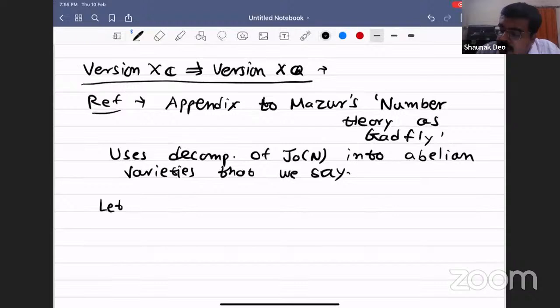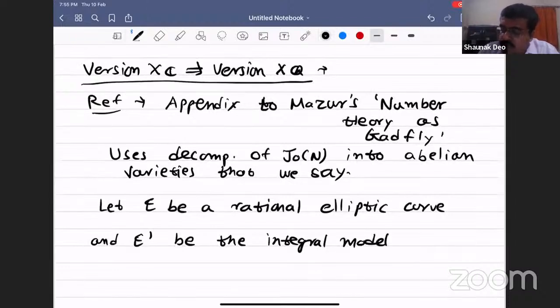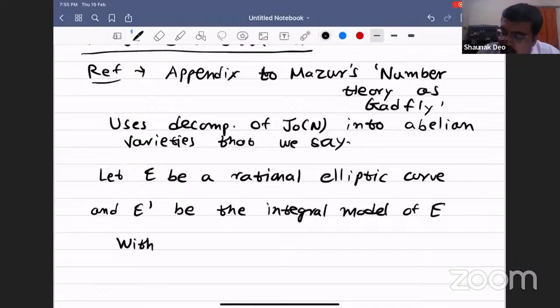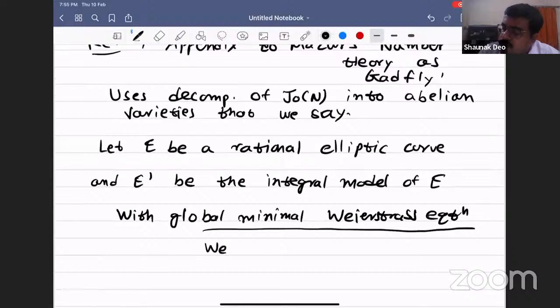So to do that, let E be an elliptic curve, a rational elliptic curve, and E prime be the integral model of E. So basically we are just modifying the equation of E to have coefficients over Z, with a global minimal Weierstrass equation, which means the Weierstrass equation is minimal for all primes P. This exists.